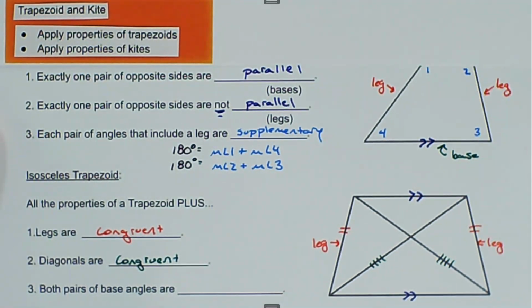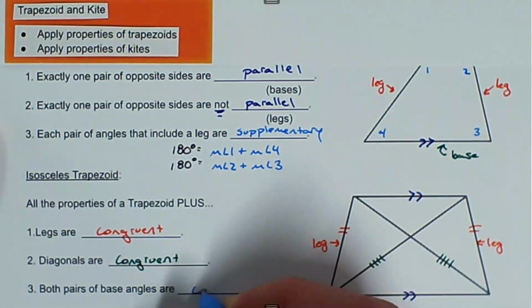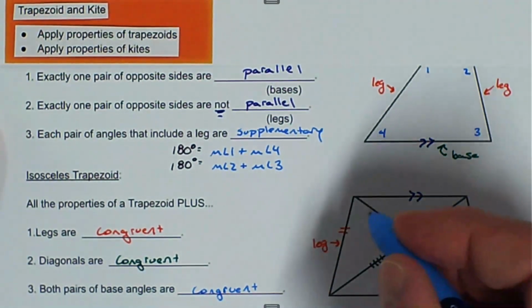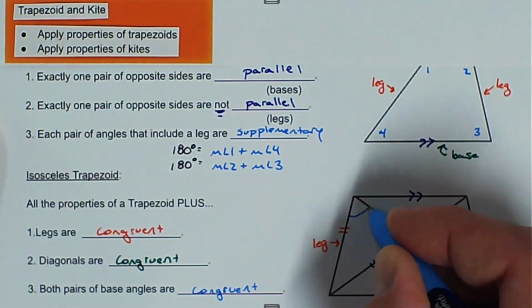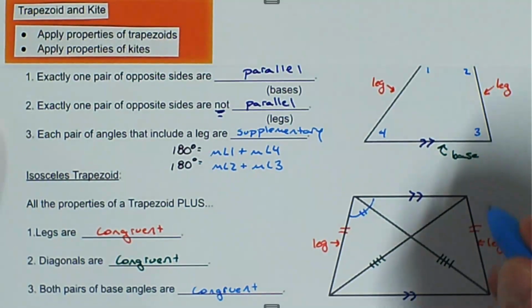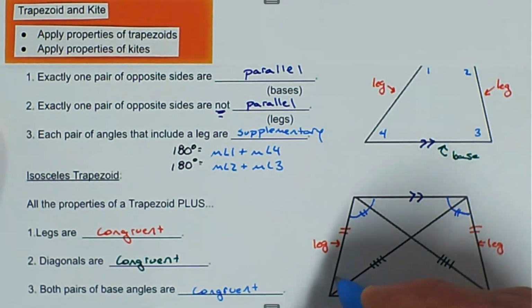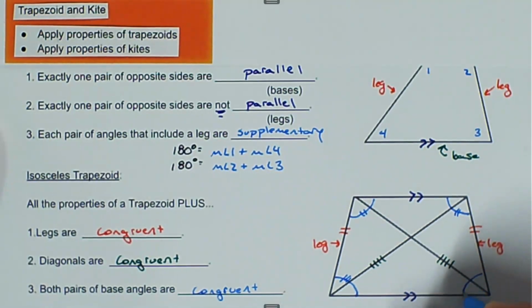And then we have both pairs of base angles are congruent. So we have a lot of congruent parts. We have our base angles up here that are congruent, and our base angles on the bottom are also congruent. They're not congruent to each other, however.